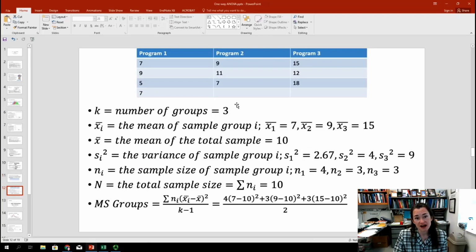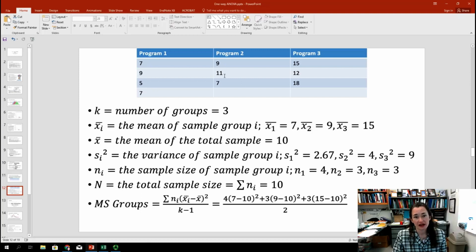So let's identify our variables here in this problem. First of all, we're testing 3 different weight loss programs. So we have 3 different groups. So k is equal to 3. Next, we would have to calculate the mean of each sample group. Okay? So program 1 is group 1. The mean of 7, 7, 5, and 9 is 7. Okay? So x1 bar is 7.